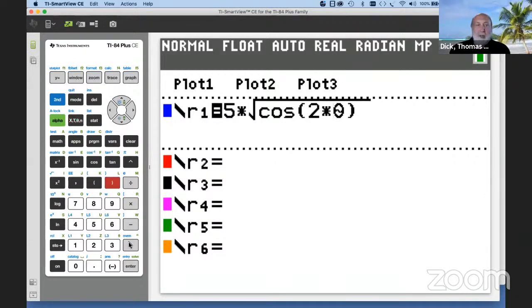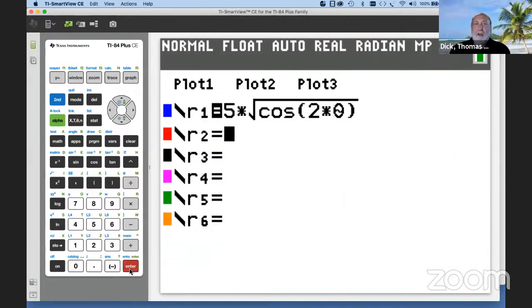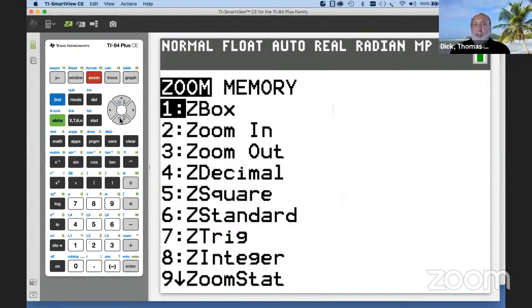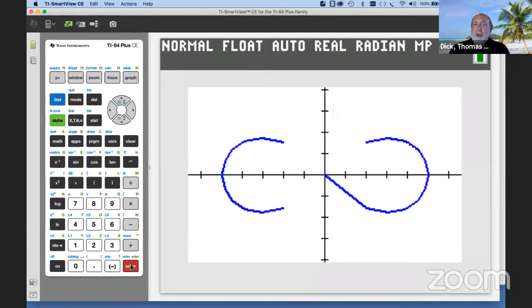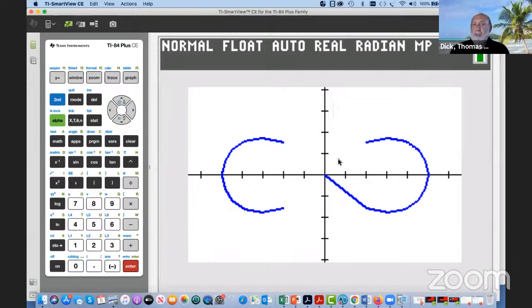And I think we are good to go there. And now I'm ready to graph. I'm just going to use a zoom decimal window. That's where I have equal scaling in both the x and y. And let's see what kind of figure we get here. Interesting. It looks like we've got some missing parts here.